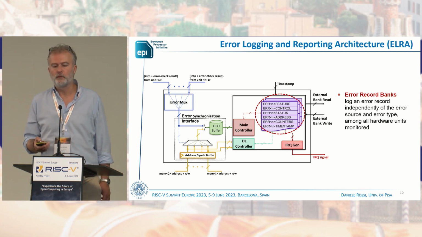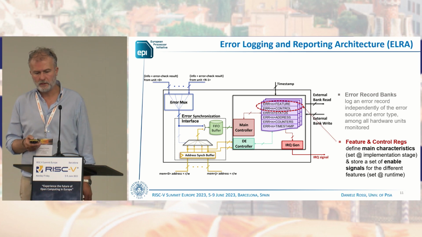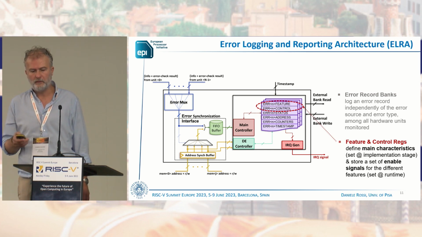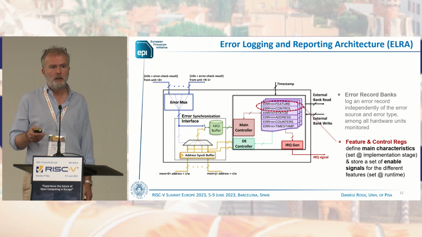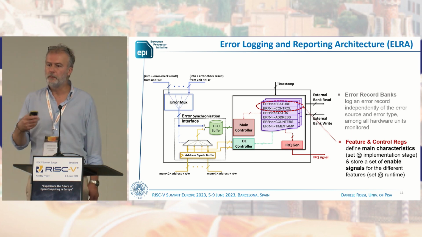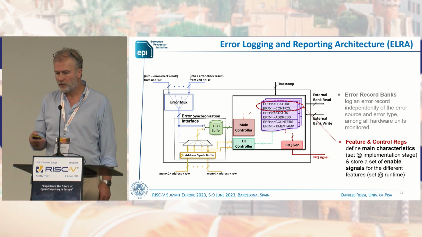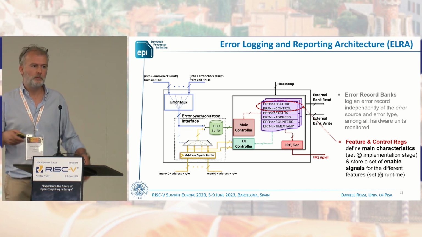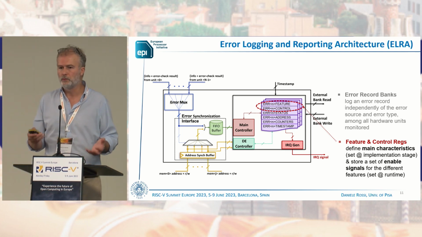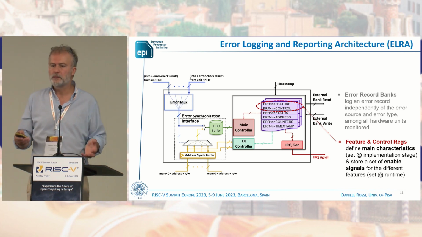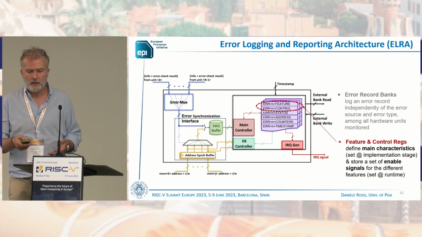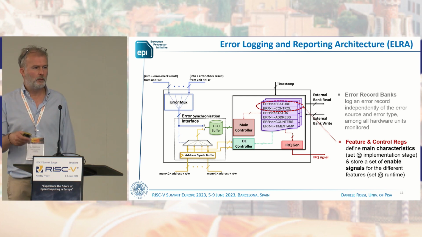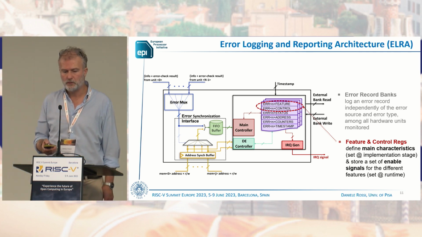that are logging the information about these errors. So let's go through them. We have a feature register that is configured at the implementation stage, which defines the main properties of our RAS interface. So what kind of errors we want to log, what kind of errors are going to produce an interrupt request, so are going to ask for the help of the system software.